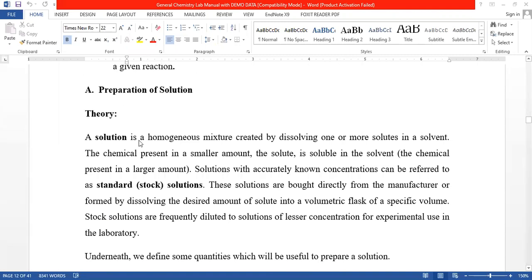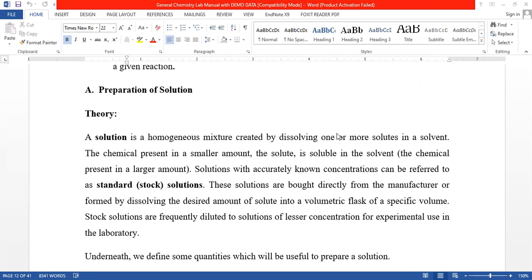The preparation of solution. A solution is a homogeneous mixture created by dissolving one or more solutes in a solvent. In most cases we can think that the solvent will be liquid. It is not necessary that the solvent is always liquid, but in most cases it is; the solvent could be gas or solid. Say in an alloy, when we are mixing silver with gold to make the gold stronger, the solvent is gold and the solute is silver.